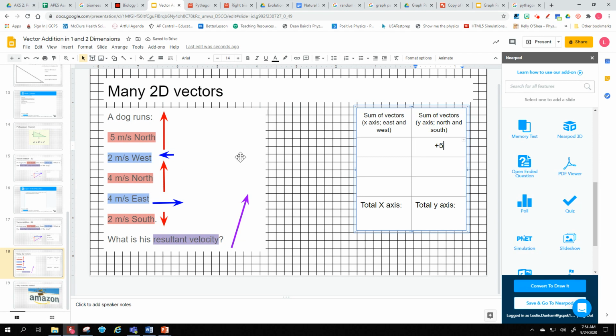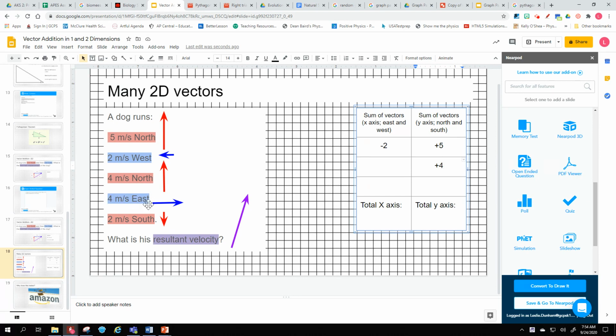My next one is in the east-west direction, the x-axis direction, and that is going west, west is negative, so I'm going to put a -2 in that column. Then the object has a speed of 4 meters per second north. So again, north, that is 4 meters per second, so I'm going to put in a +4. North is positive, and that's on the y-axis, right? North, south is y-axis.